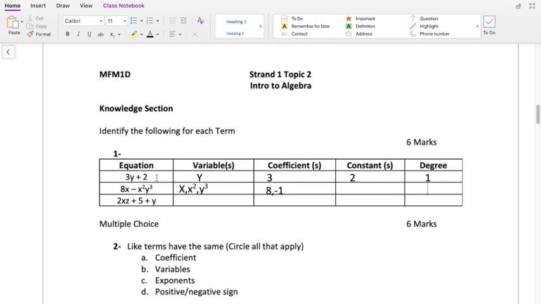And then our degree, we take the variables that have the highest exponents. So this one has the highest exponent. So 2 plus 3, so our degree is 5. Now here, our variables, we have x, z, and y. For our coefficients, we have 2 and 1, because remember there's a 1 in front of that. Our constant, we have a 5, and our degree, we have a 2. So a 1 and a 1 there, so that's going to be 2.